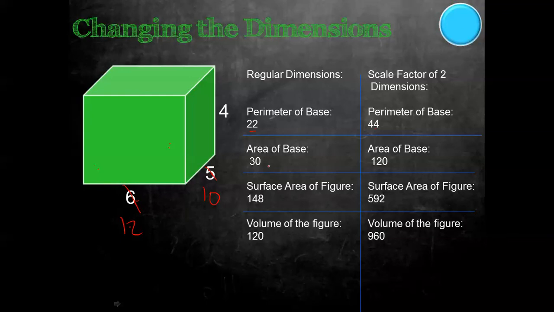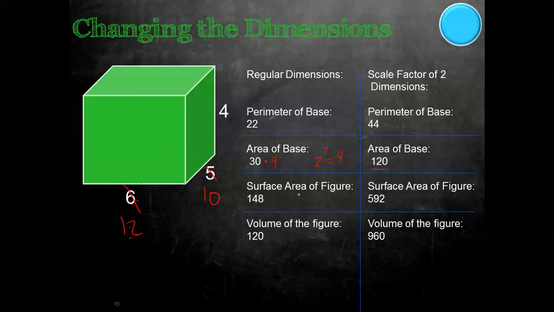For the area of the base, the original area is length times width. 6 times 5 was 30. The new area of the base, if we take the scale factor of 2, it's 12 and 10. 12 times 10 is 120. So we could do that, or we square the scale factor. We square whatever the scale factor is. Since it's 2, 2 squared is 4. So we could take 30 times 4 and get 120 instead of having to actually change all of the dimensions.